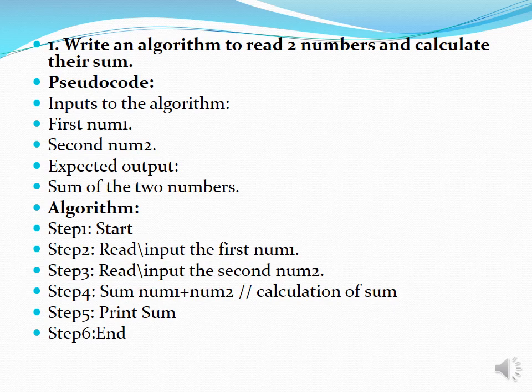So the pseudocode there will be: the inputs to the algorithm are num1 and num2. Num1 and num2, remember they are what? Variables. We have decided to give them those short names. And then the output that's going to come there is the sum of the two numbers. How we do it is we receive the first number, then input the second number. Then the next step is we add those numbers, num1 and num2, which is a process to produce an output, which is printing out the sum of the two numbers.